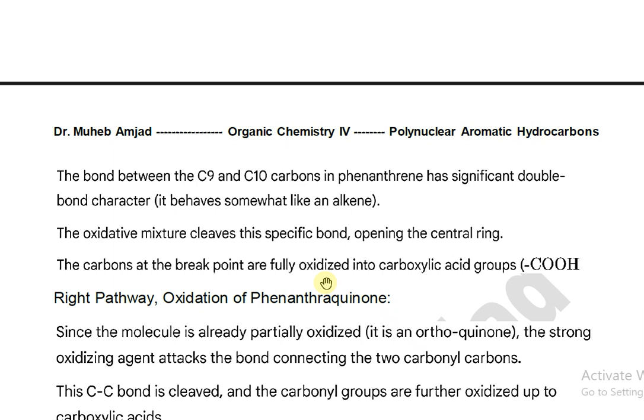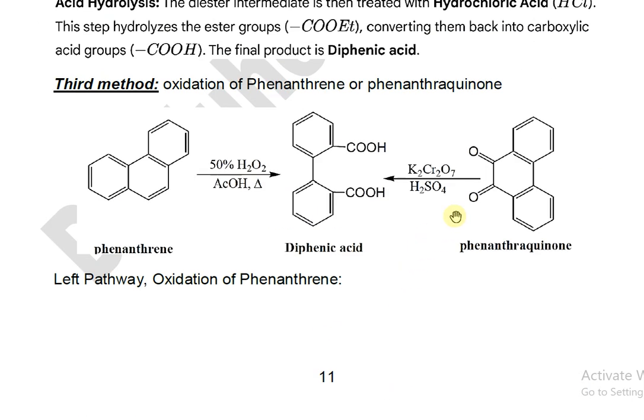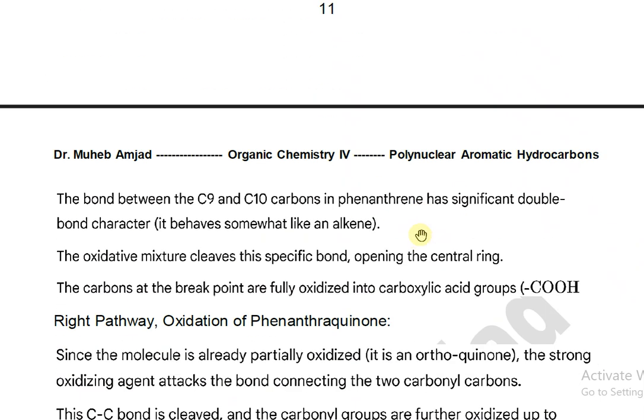The right pathway is the oxidation of phenanthraquinone. This is the reaction. The molecule is already partially oxidized. It is an orthoquinone. The strong oxidizing agent attacks the bond containing the two carbonyl carbons. That means here this carbon and this carbon, this carbonyl group and this carbonyl group. So the oxidation will attack the bond between this carbon and this carbon.